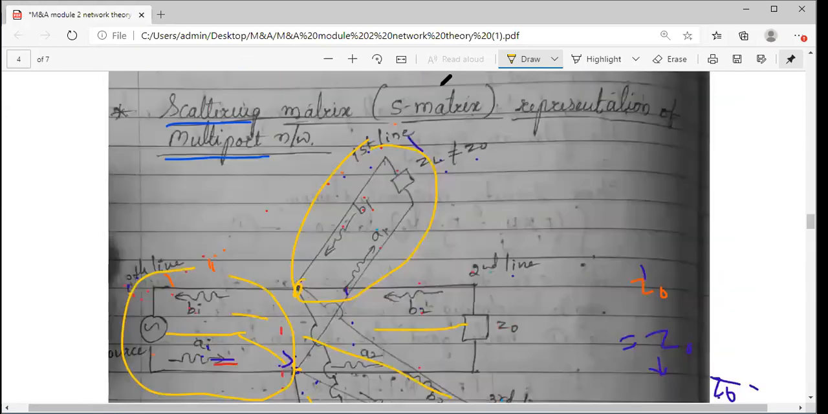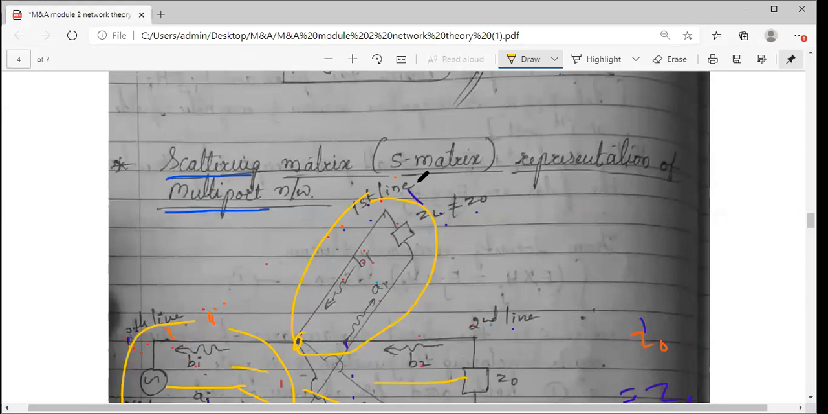Hope you have understood today's topic. Important one: scattering matrix representation for a multi-port network. Explain or derive. This will be the question. Any doubts you can ask me. Yes, I hope you have understood. You need practice, okay? You need lots of practice.